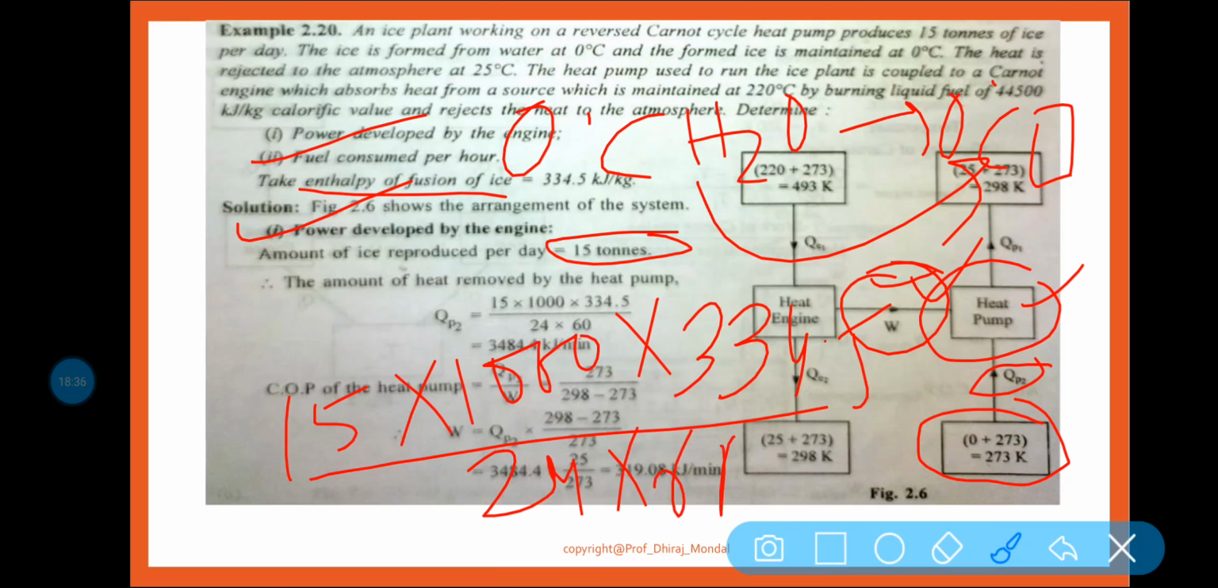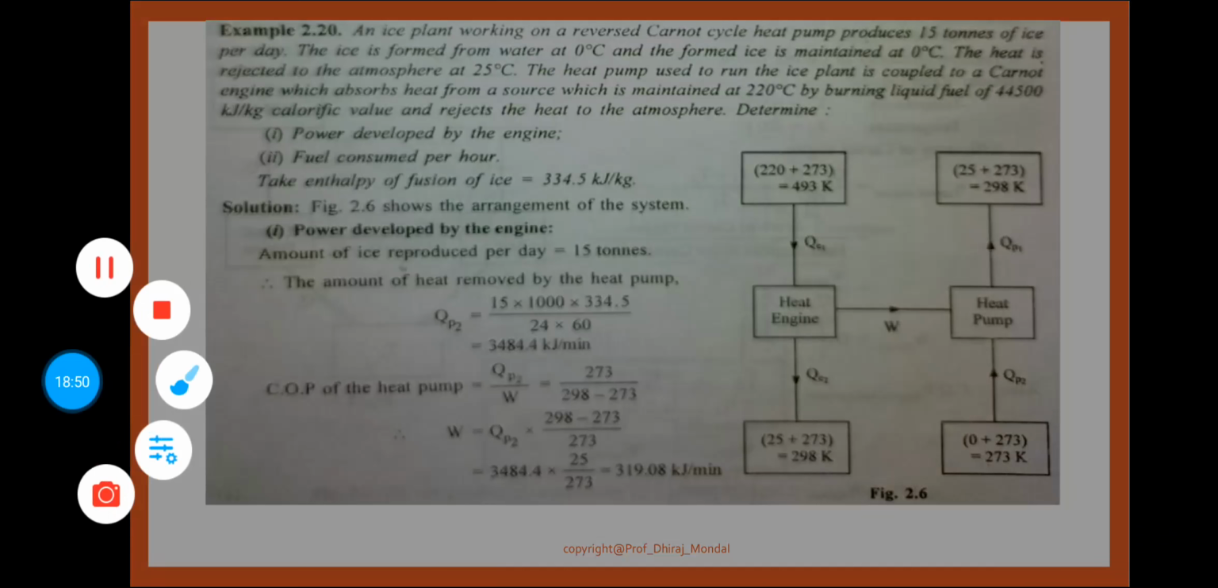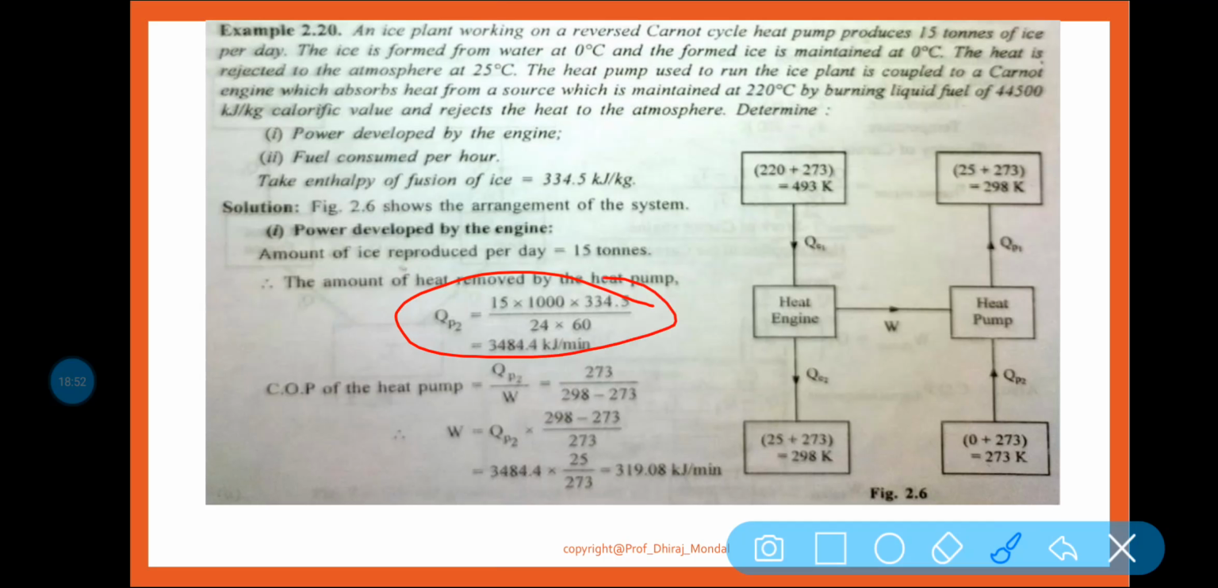Into 60, that means it is coming in kilojoule per minute, not kilojoule per hour. So this amount of heat is removed per minute, 3484.4 kilojoule per minute. This amount of heat is extracted per minute. Okay, now you need to find out the COP. Now COP is what? Desired effect by work input. Here the effect is what? From this system the water, a particular heat is extracted. So QP2 by work input is the COP.